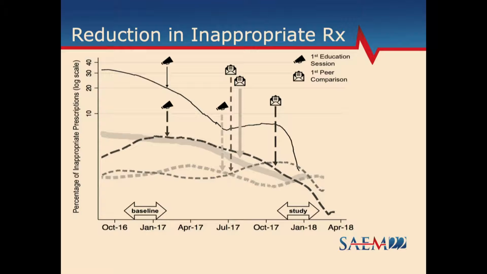And you can see the bullhorns. These are all the 9 different sites, and you can see where the bullhorns are where we started the education about the intervention, and then the little envelopes are where we did the peer comparisons and sent the feedback to the clinicians. And so there's probably a big Hawthorne effect here, obviously, but that was how we did it.